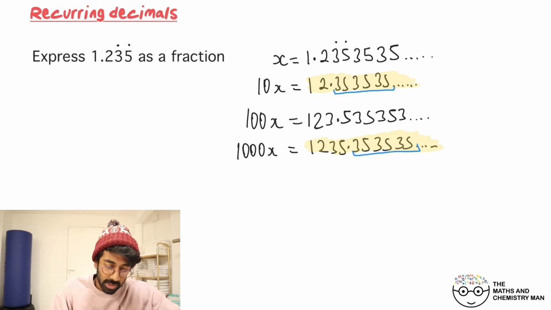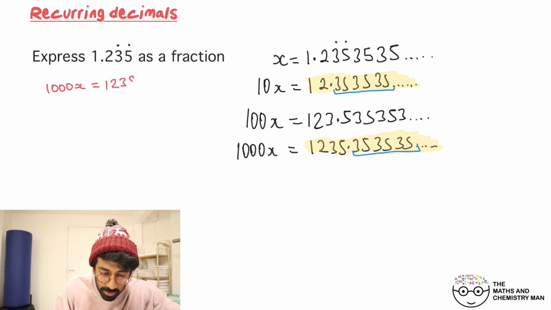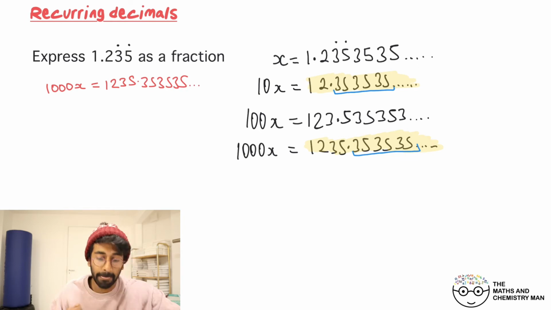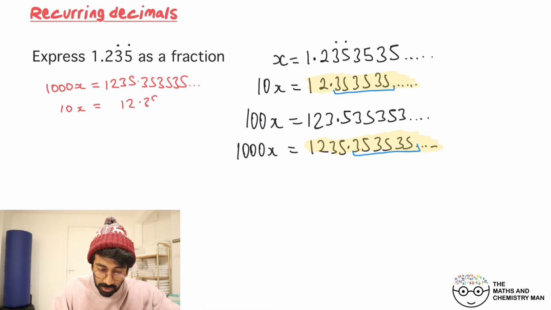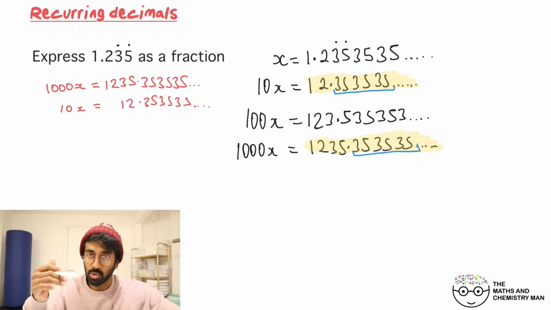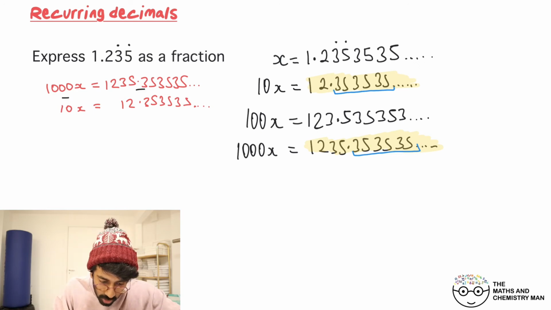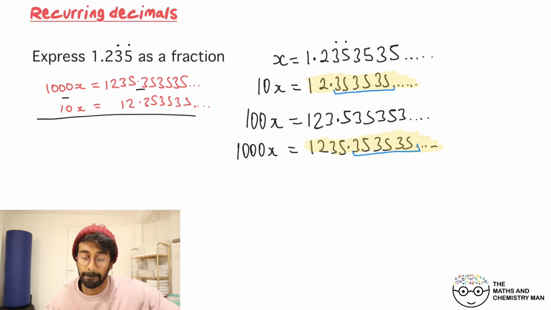So now we're going to take these two numbers and pop them on the left here. So 1000x is equal to 1235 point, and then 353535, dot, dot, dot. And then let's pop the 10x down underneath it, and that's 12.353535. Now, you've done simultaneous equations. We're going to do something very similar to that. We're going to take away these two values here, okay?